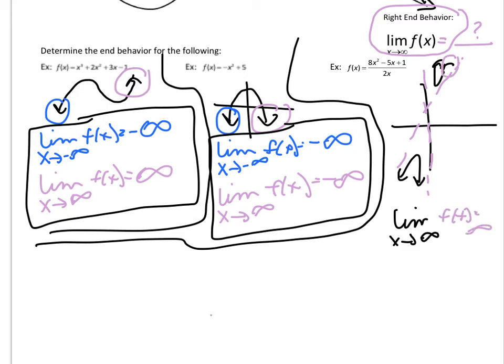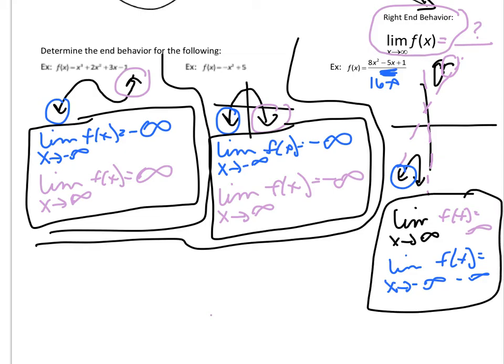It's infinity. So this one on my left, my limit as x approaches negative infinity is getting smaller, going towards negative infinity. And just FYI, this was supposed to say 16x on the bottom, not 2x. Okay. So there are my left and right hand behavior.